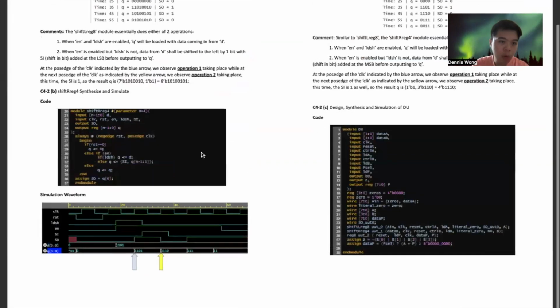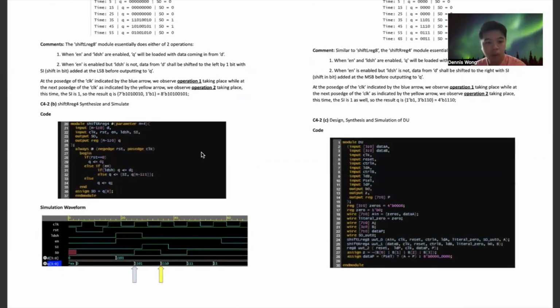Another module is the shift right register 4, very similar to the previous shift left module. Instead, in this case, it will shift right. Again, very similar. When LDSH is not asserted, enable is asserted, and shift in is 1. If you look at the previous data, 1101, shifted to the right, which is 110, and the shift in bit will be added to the MSB. Shift in bit is 1 in this case. So 1110.